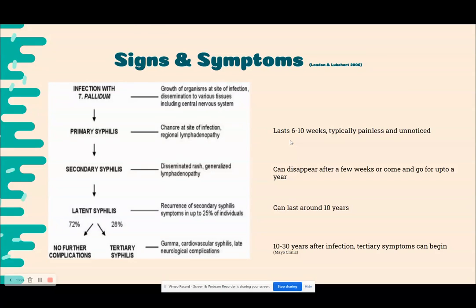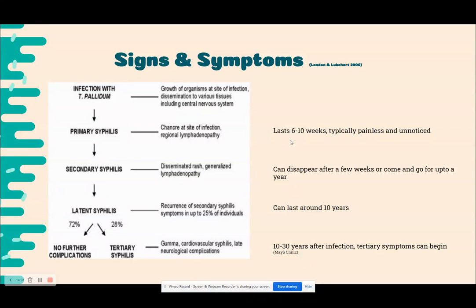After these symptoms fade, it will appear that the infection has stopped. This is called latent syphilis. In this stage, syphilis can appear to lay dormant up to 10 years. However, it's during this stage that syphilis is spread throughout the body. For about 75% of people who progress through latent stage syphilis, they won't experience any further symptoms or complications. However, the other 25% who go through latent syphilis will begin to have tertiary stage symptoms.